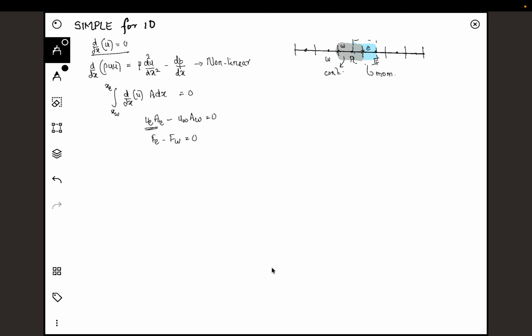Similarly, we have to discretize the momentum equation, but the momentum equation will be discretized in a staggered cell, with the center at the east face E. If we do the same here, because I'm doing the discretization here, it will be between xP and xE.